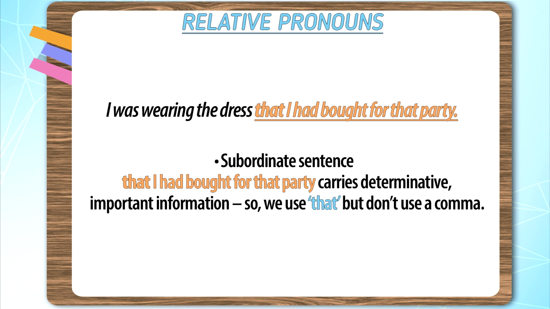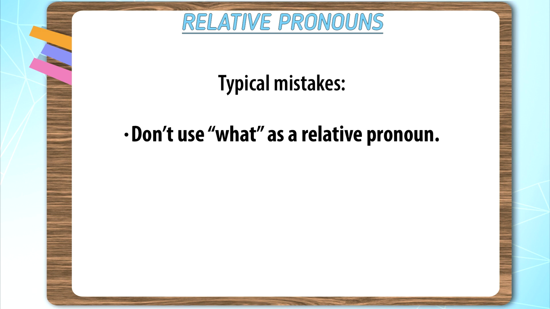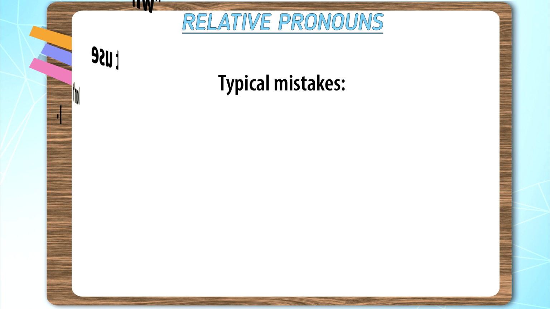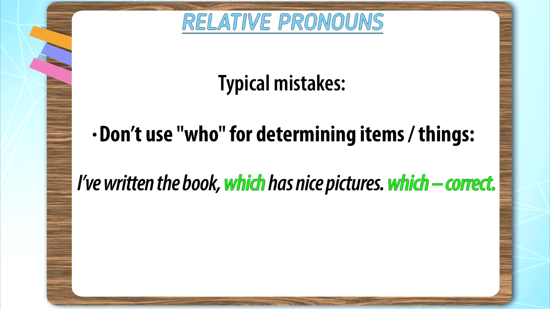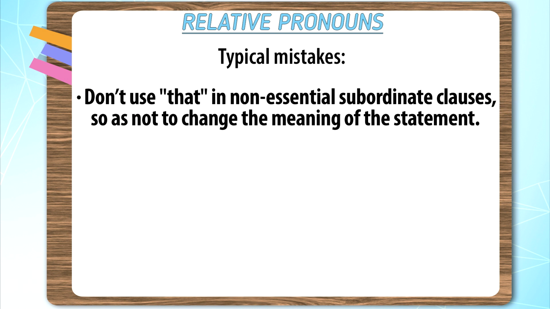Typical mistakes. Don't use what as a relative pronoun. I speak 2 languages, which helps a lot. Don't use who for determining items and things. I've written the book, which has nice pictures. Don't use that in non-essential subordinate clauses so as not to change the meaning of the statement.